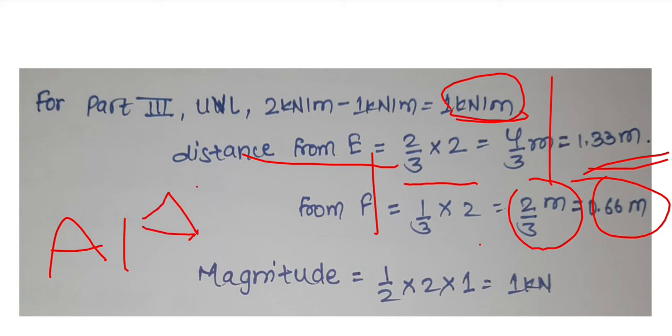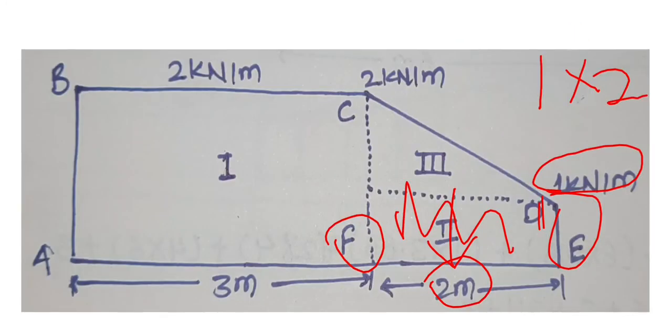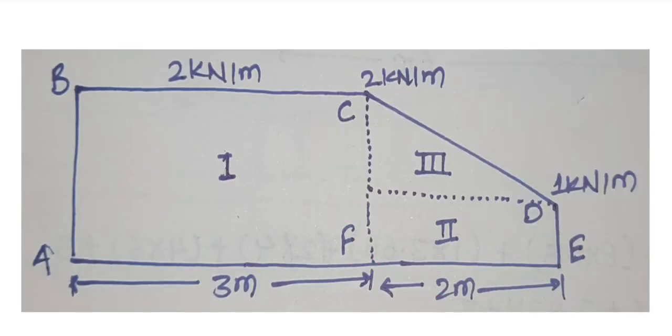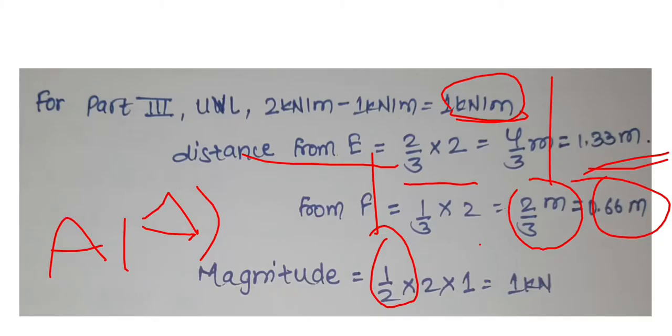So how will we find it? First we will take half into what? See here, the first slide. Basically the length was 2 meter, and it is 1 kilonewton per meter. So we get half into 2 into 1, that is 1 kilonewton. The magnitude of the point force will be 1 kilonewton load.